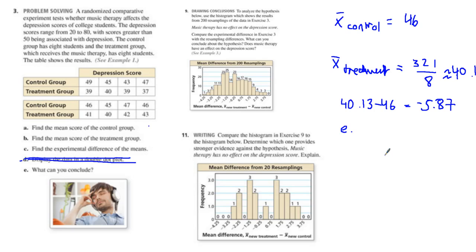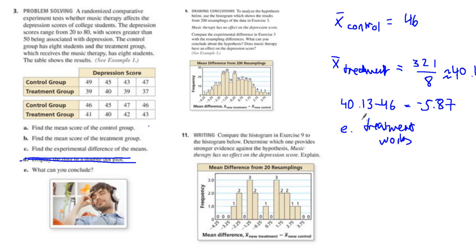So I can conclude that it's pretty clear that the treatment group is lower than the control group because the means and the standard deviation of both are pretty small. So it's pretty clear that treatment works.